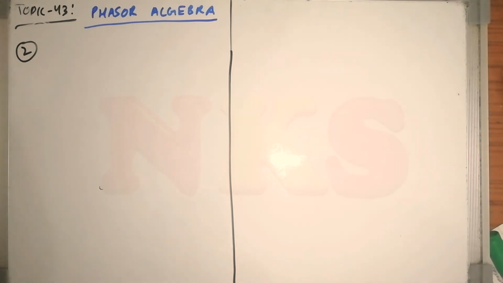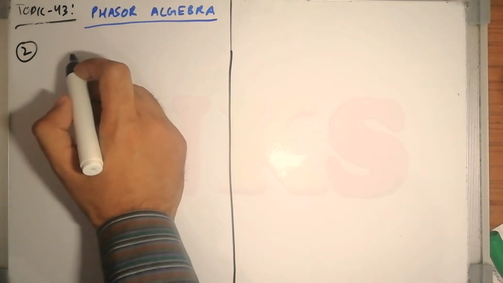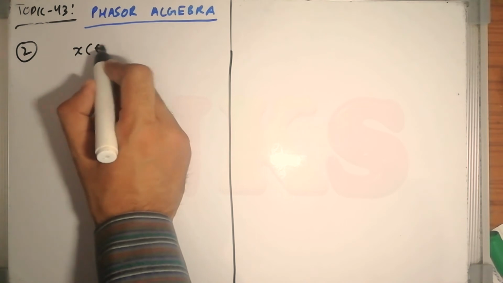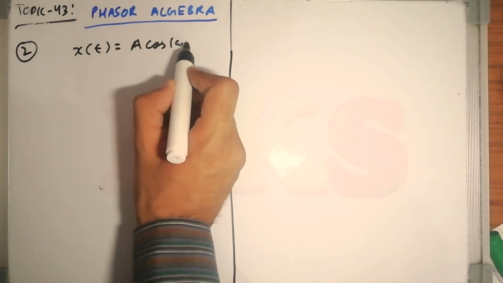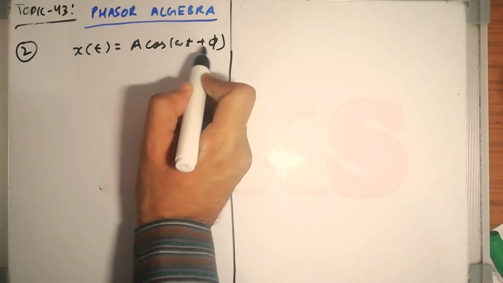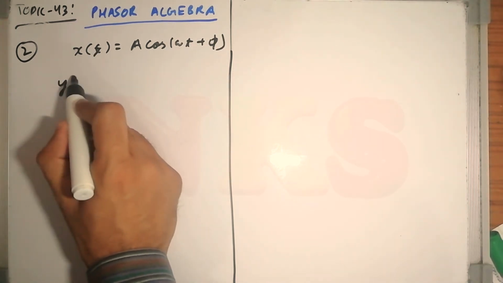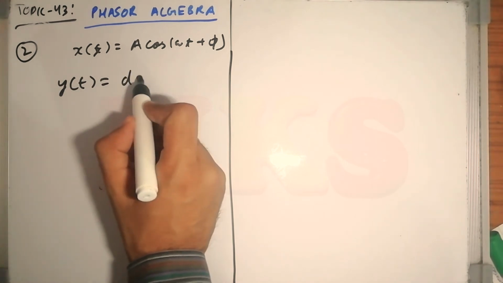Now let me say what happens when we do differentiation in phasor. If a sinusoid signal is given to you, let me say x(t) = A cos(omega t + phi), and now you have to find y(t), which is dx(t)/dt.